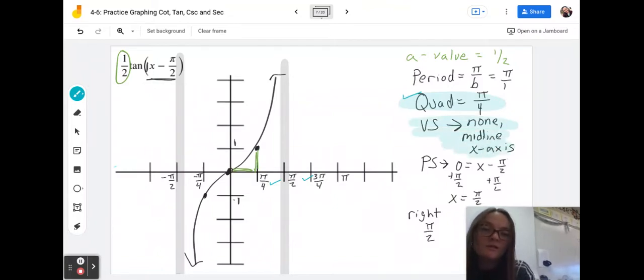Vertical shift means we need to have a midline at the x-axis. So let's sketch our midline at the x-axis. That one's done. Phase shift. Okay, well, our phase shift basically says we're going right pi over 2.